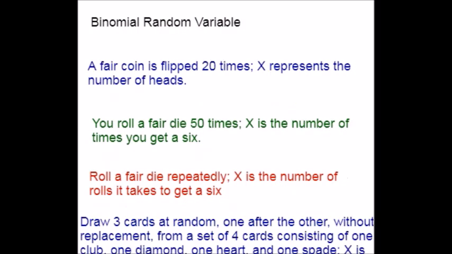So in this video we learned the conditions for a random variable to be binomial. We saw the formula, notation and a few examples and identified how to check whether the experiment is binomial or not.